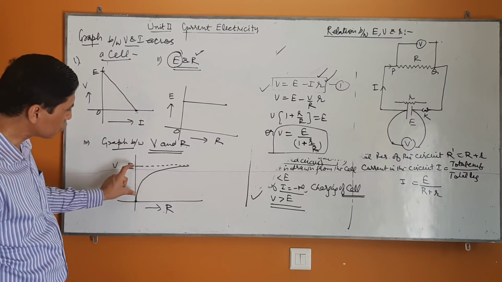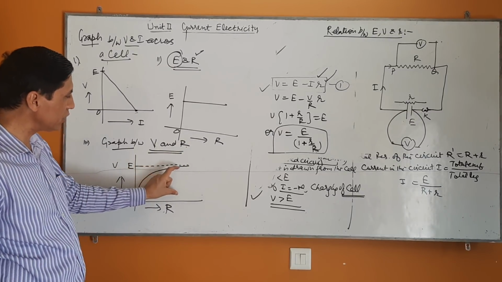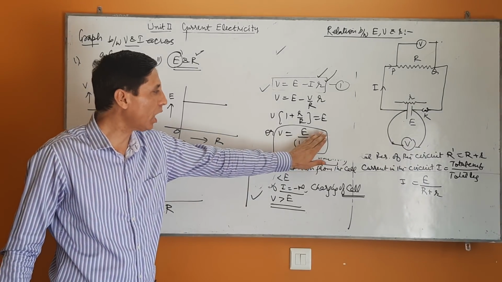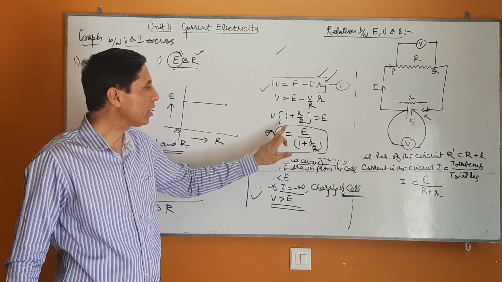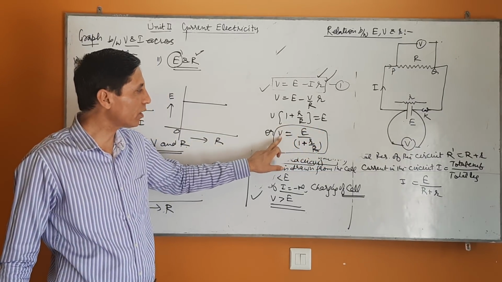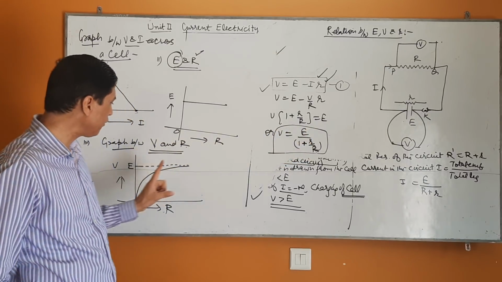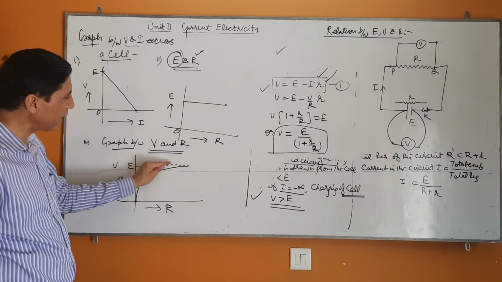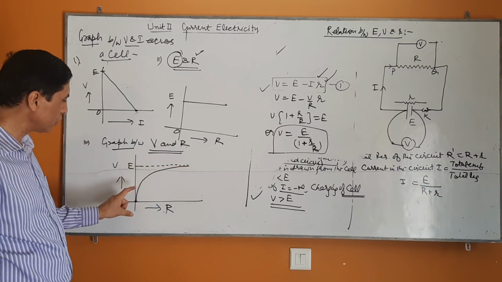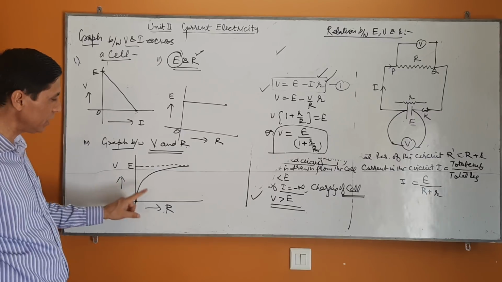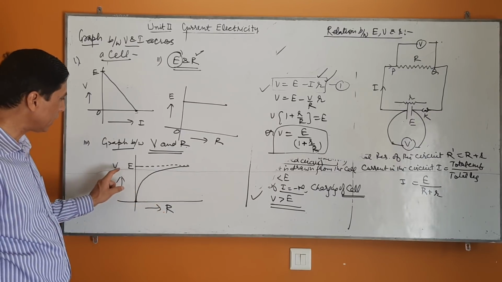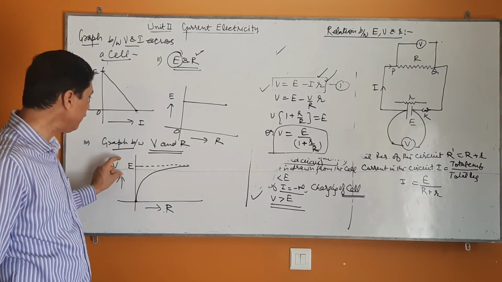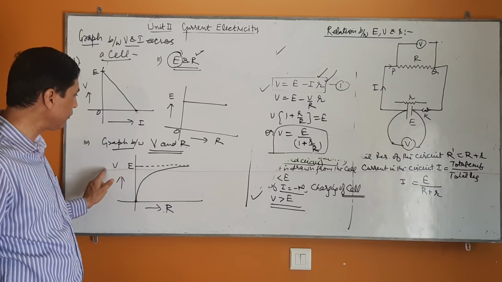So when these two lines become parallel, it means these two lines will meet at infinity. When R becomes infinity, r upon R will become 0, and V becomes equal to E. So the terminal potential difference will become equal to the EMF of the cell. The graph line will become parallel to this axis. So initially potential difference V will increase by increasing R, but when R becomes quite large, under that condition V will become E. So this is the graph between V and R.